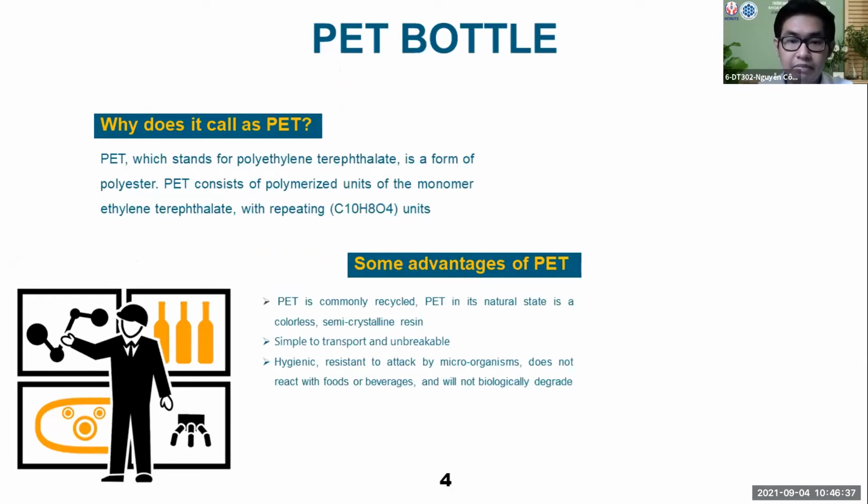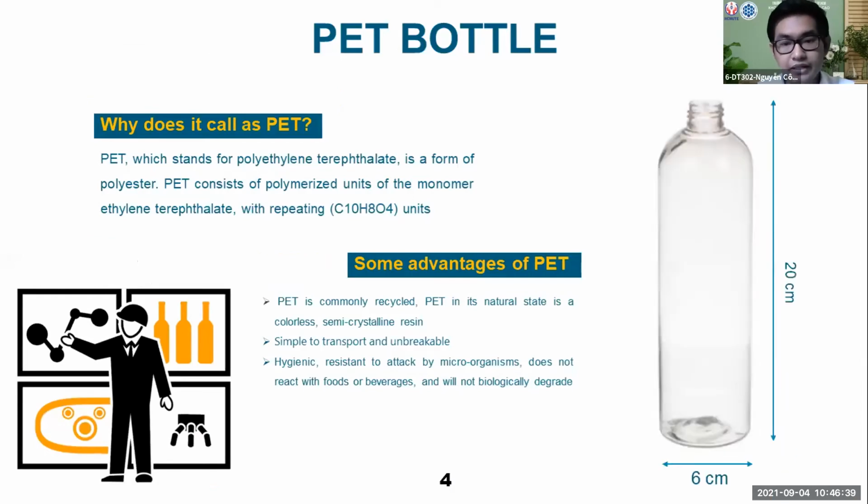So this is the PET bottle. The PET bottle we use is 20 centimeters in height and 6 centimeters in diameter. PET stands for polyethylene terephthalate. This is our general form of containing water. It is very much used everywhere and can be seen in any store you can buy from, because it is strong, very convenient, and easily used.